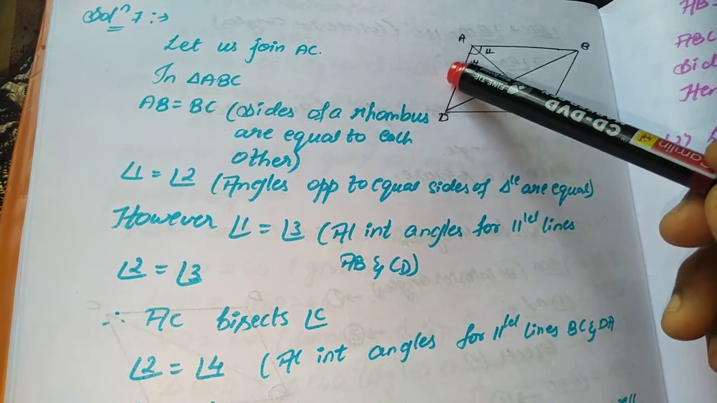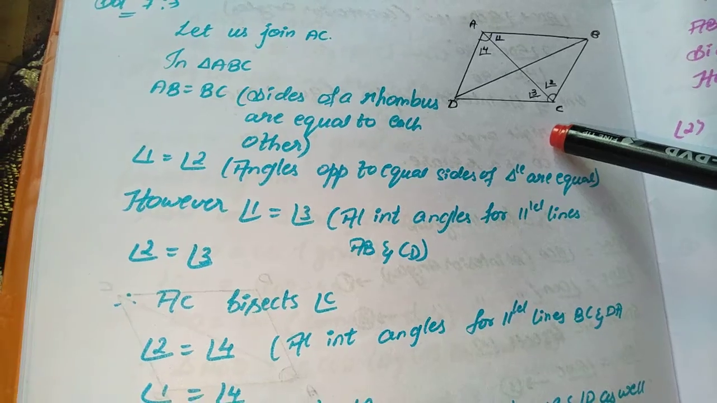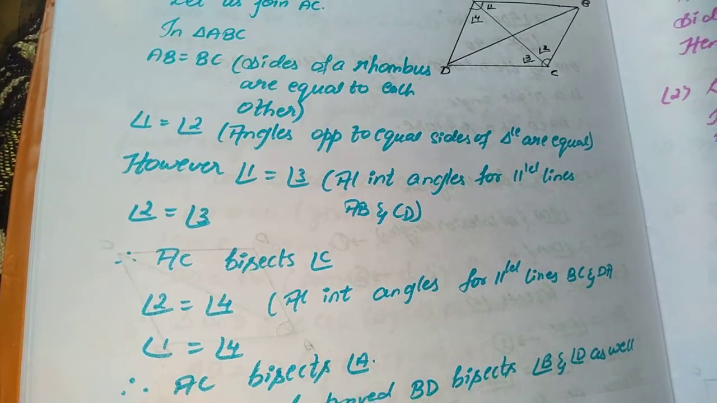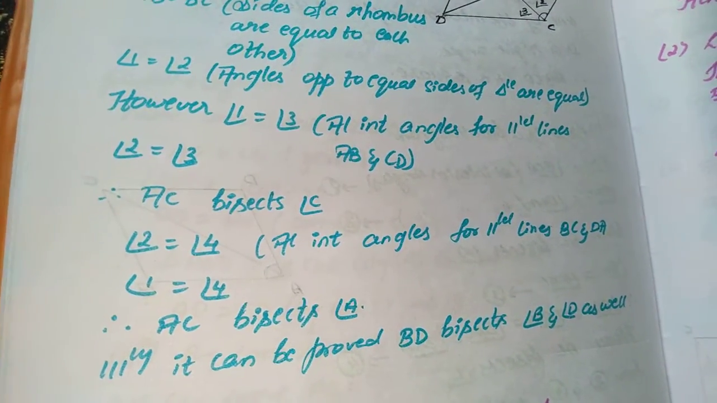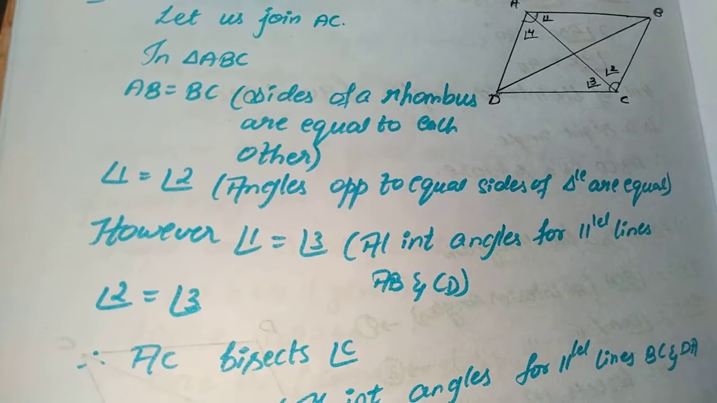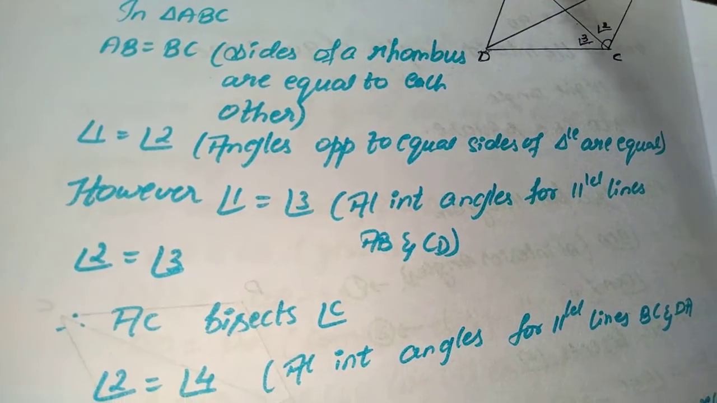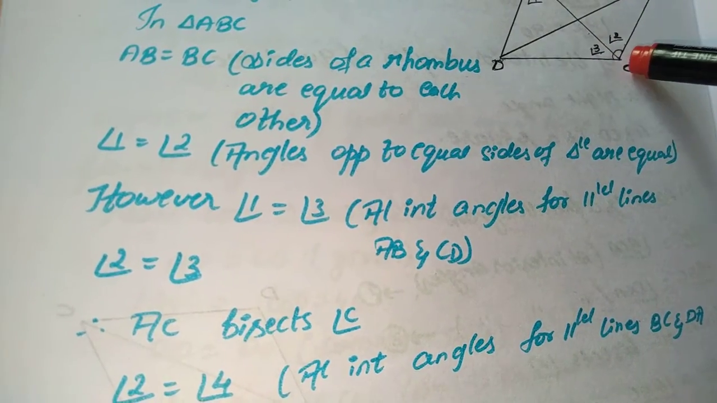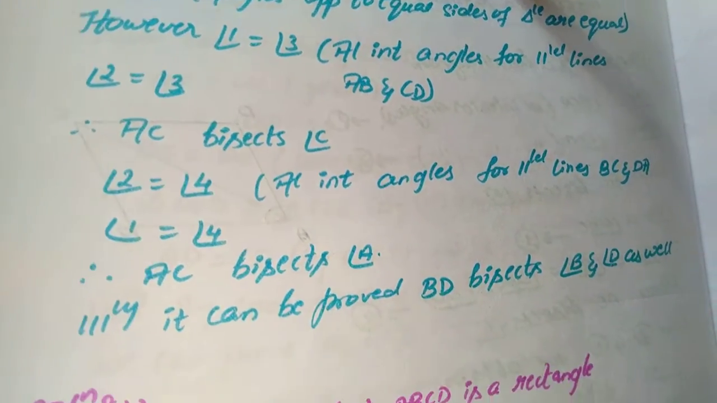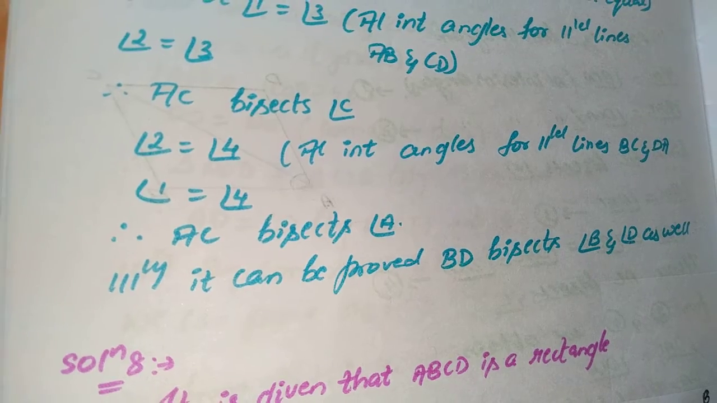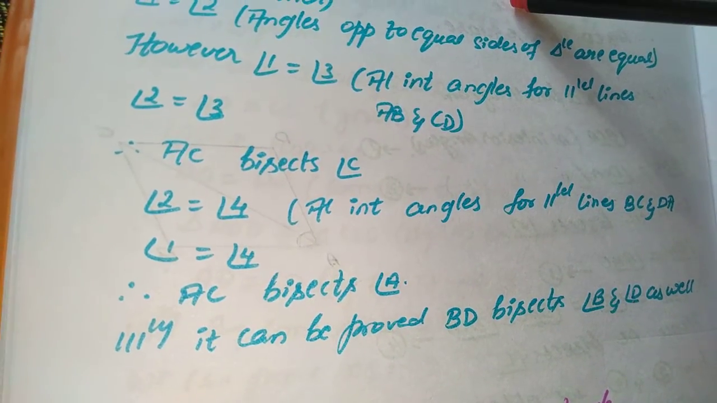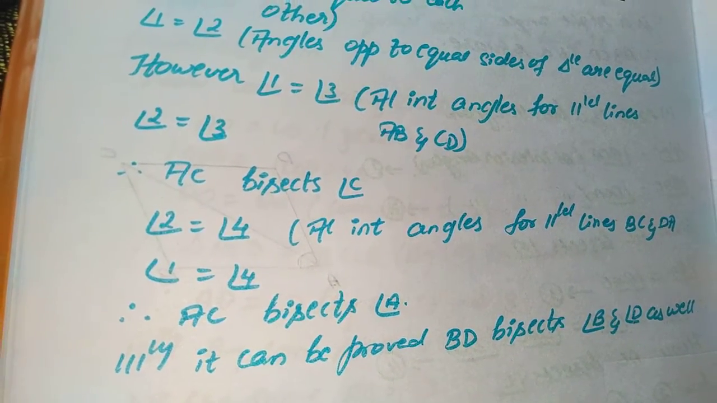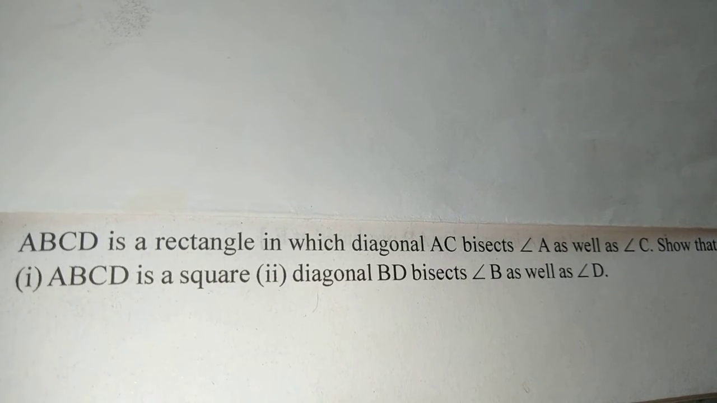AC bisects angle A and angle C. Henceforth, when I proved AC bisects angle A and angle C, I will write directly. Similarly, BD bisects angle B and angle D. Here is your 8th question, children.